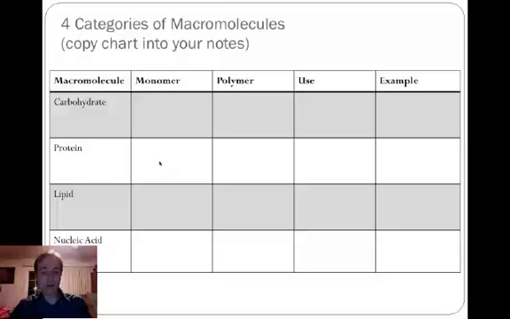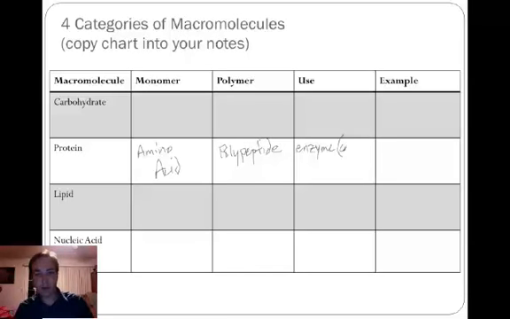Alright, hopefully you paused it. Let's fill these in real quick. So the protein monomer is an amino acid, right? The polymer would be a polypeptide. The use, there's really 2 different uses. It can be an enzyme. Enzymes are all about catalyzing reactions, so catalyst. Or it could be structural.